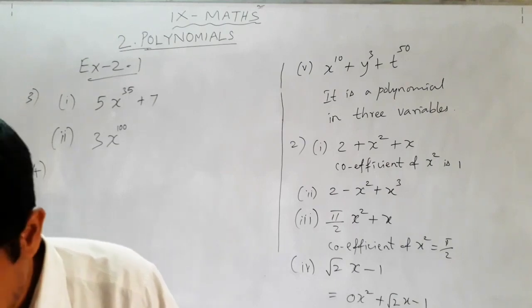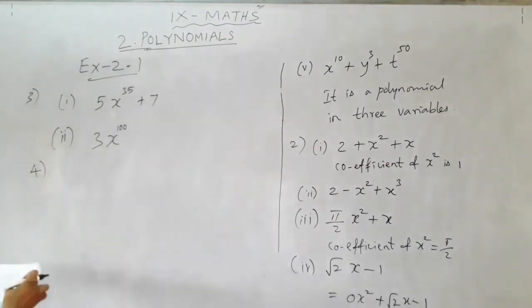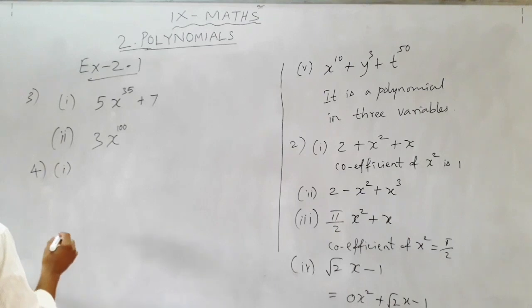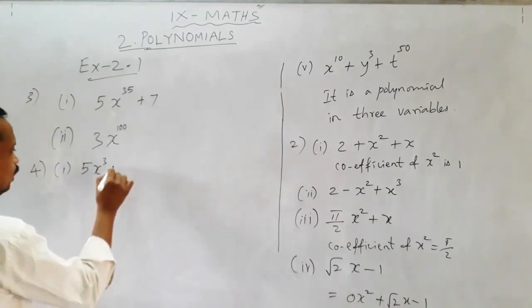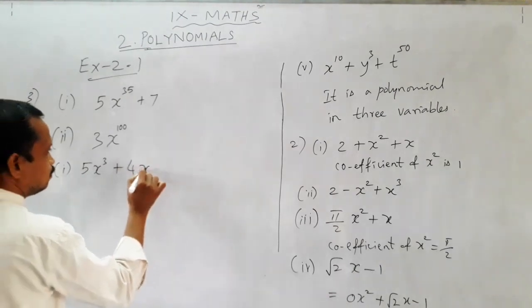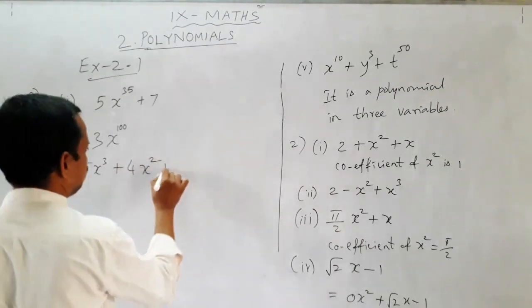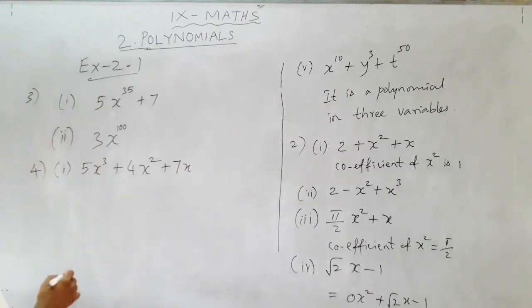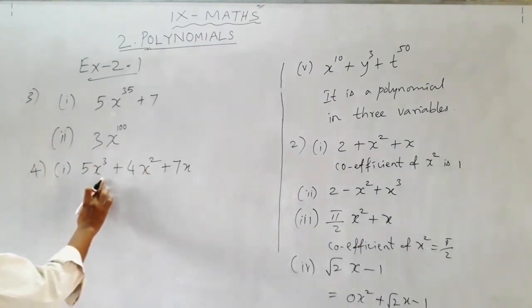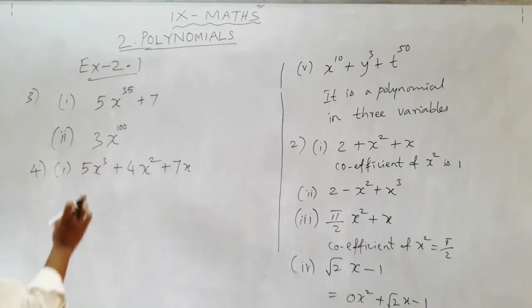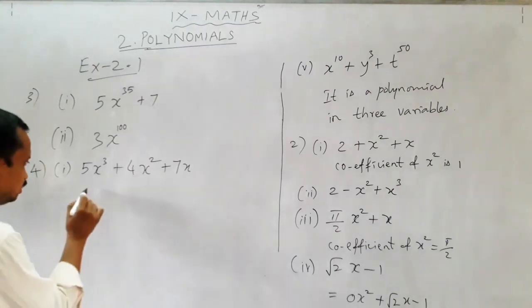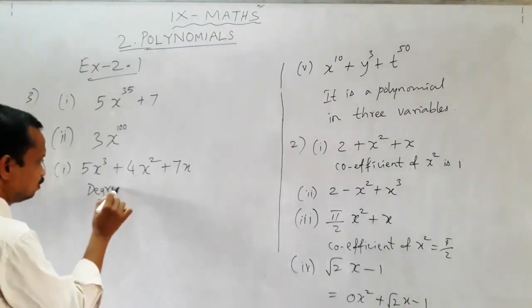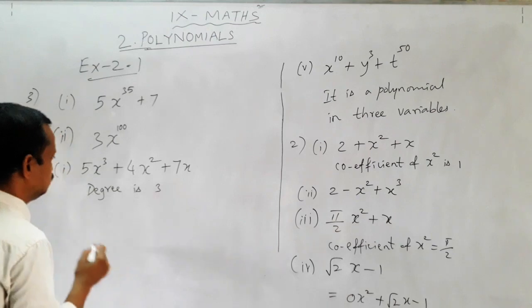And fourth one, very easy exercise. Write the degree of each of the following polynomials. You see, first one, just degree only they are asking. 5x cubed plus 4x square and then plus 7x. So you see here the variable is x only and the highest power is 3. Clear? The variable's exponent, we have to see which is the highest power. So degree is 3. That's the answer.